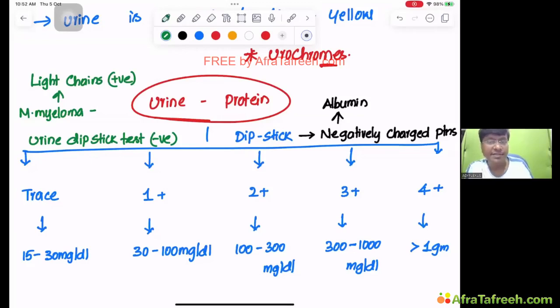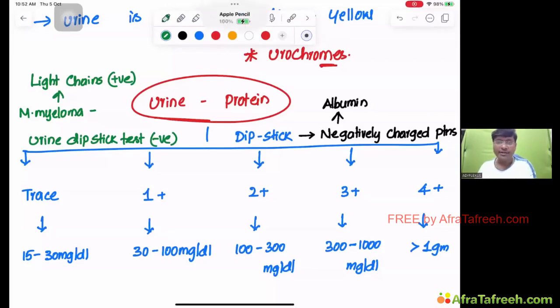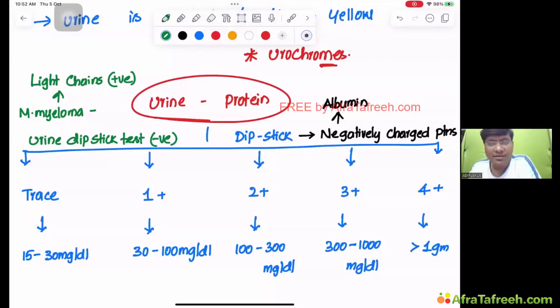And I said albumin is the predominant protein which is excreted. Then you should know about the cast. What exactly is the cast? Cast is formed via precipitation of the Tamm-Horsfall mucoprotein along with any of the constituents, either RBC, WBC or anything. And sometimes the cast may also contain albumin. And where is this cast formed? Cast is formed in the DCT as well as the collecting duct.